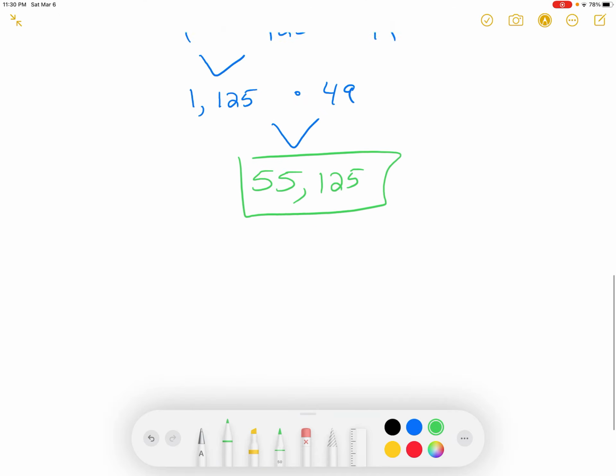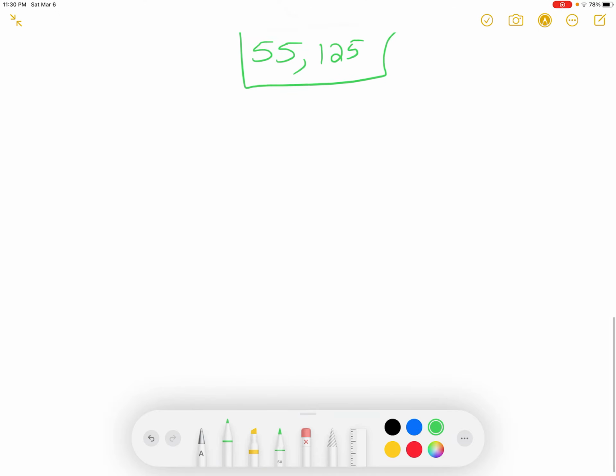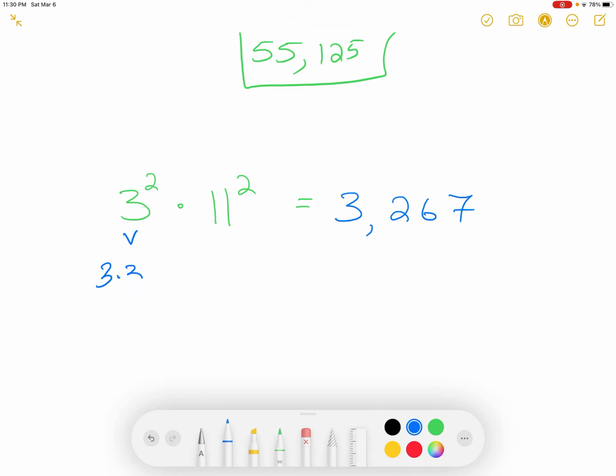55,125. All right, now the last thing they're going to ask you to do is to check to see if the answer is correct. So they might say something like, does 3 squared times 11 squared come out to be 3,267? So here's how you check that.